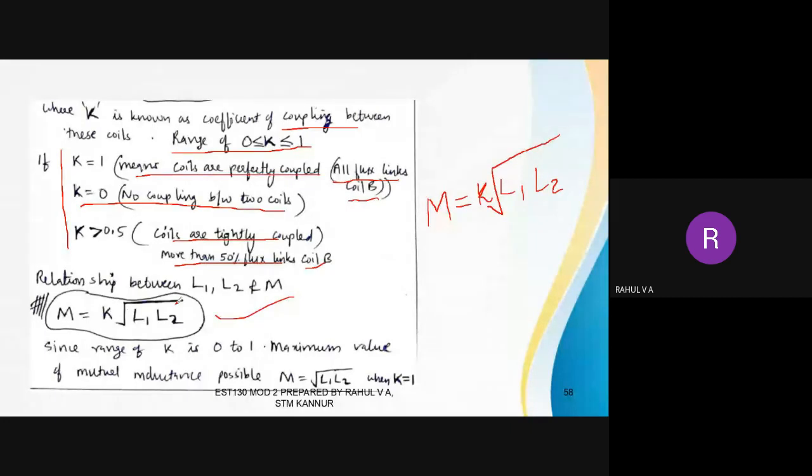So what is M? M is mutual inductance. What is K? K is the coefficient of coupling. What is L1? Self-inductance of winding 1. What is L2? Self-inductance of winding 2. Is it clear? From the term coefficient of coupling K, we will understand how much of the flux generated in the primary coil reaches the secondary coil.